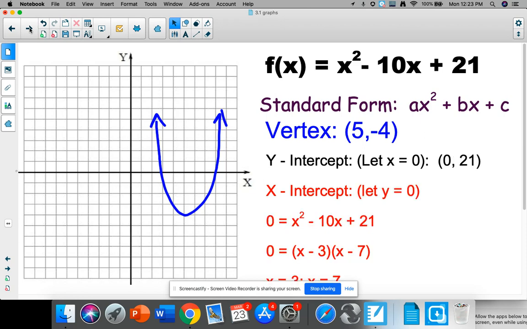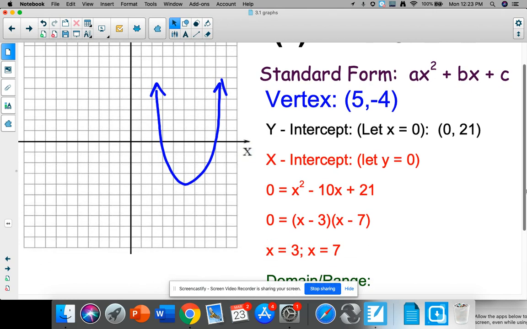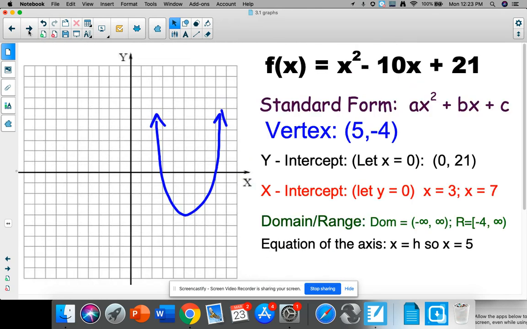Our x-intercept, we let y equal 0 here. Well, since x squared minus 10x plus 21 factors, we set each factor equal to 0 and get x is 3 and x is 7. So we've got a y-intercept of 21, x-intercepts of 3 and 7.